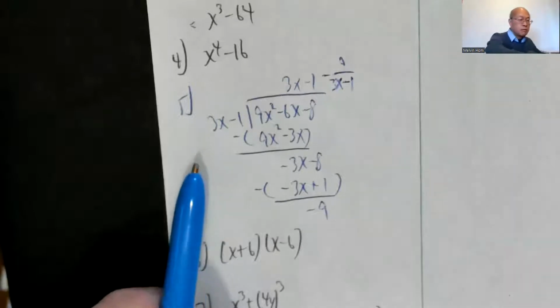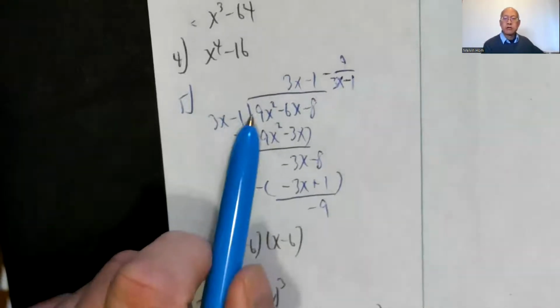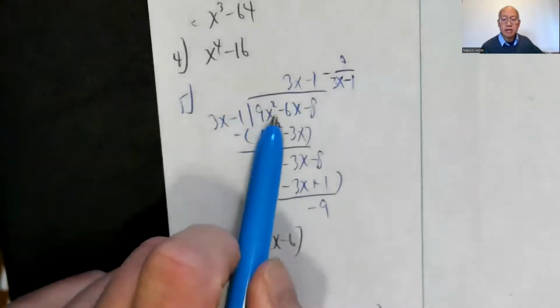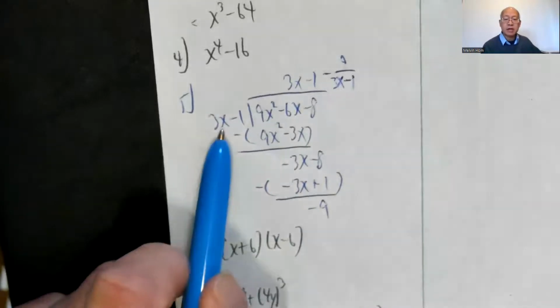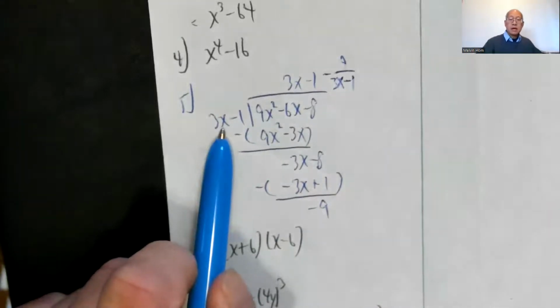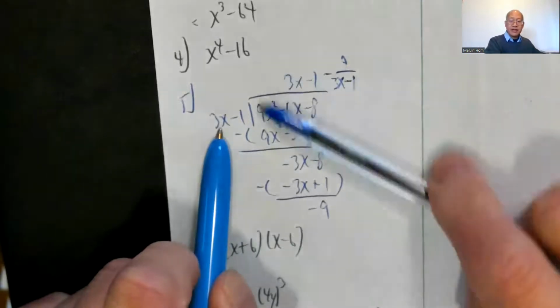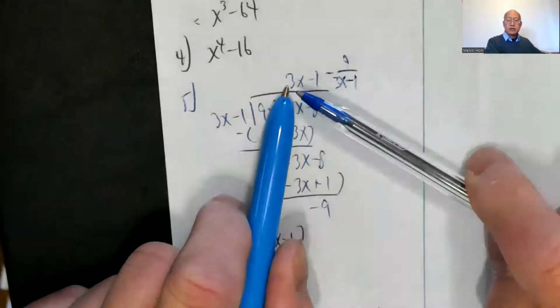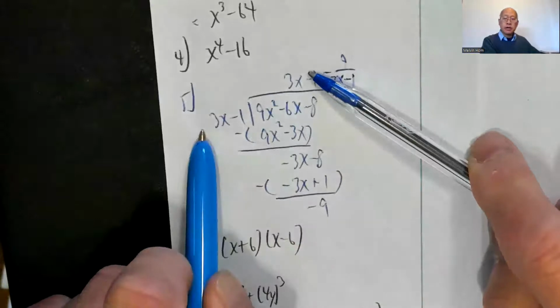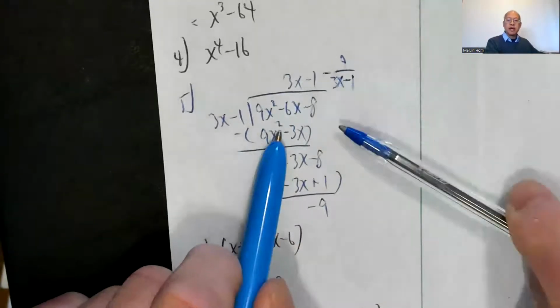Number 5 is polynomial long division. So the numerator goes inside, 9x squared minus 6x minus 8. Outside is 3x minus 1. And then what do you multiply this by to get that? 3x. So put the 3x. Now take 3x times this whole thing. That's 9x squared minus 3x.